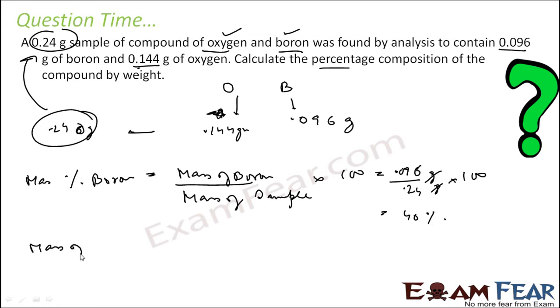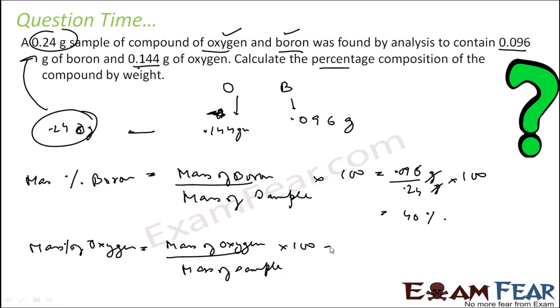Similarly, mass percentage of oxygen, you can say that this is mass of oxygen by mass of sample into 100. Directly you can say that mass of oxygen is 0.44 by 0.24 gram into 100. You solve it, you get 60%.